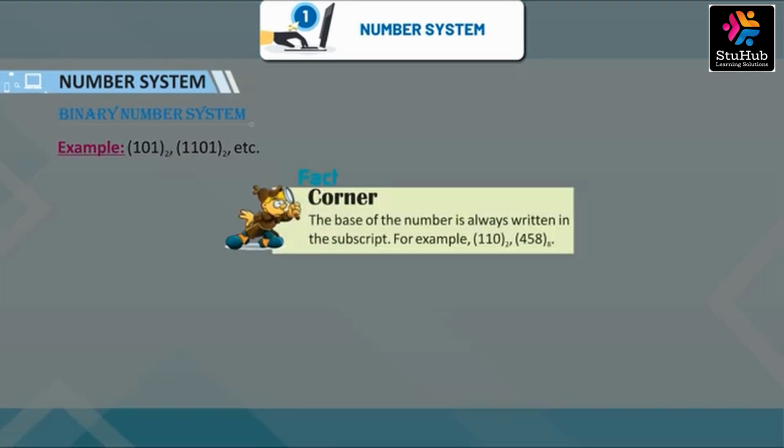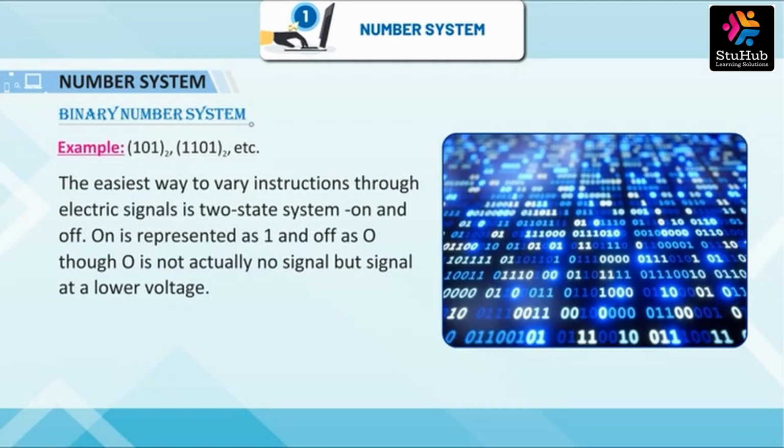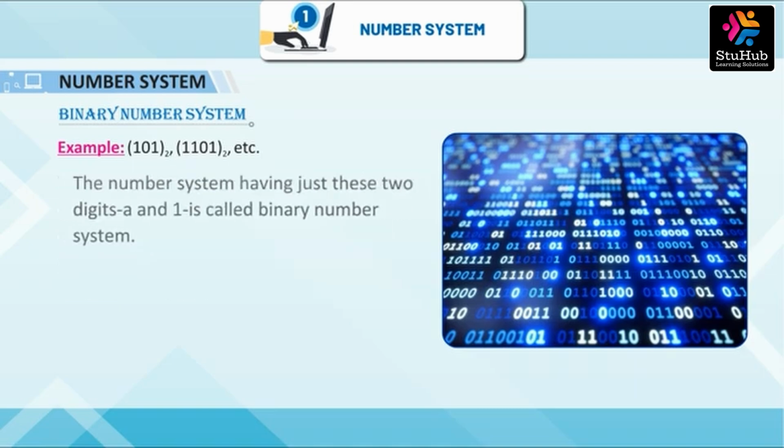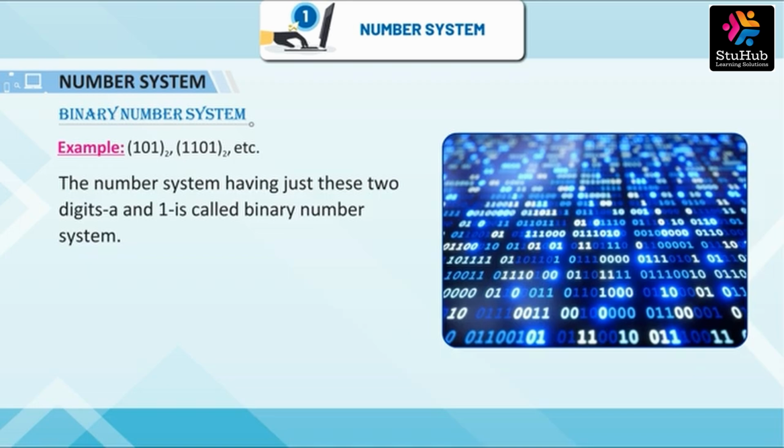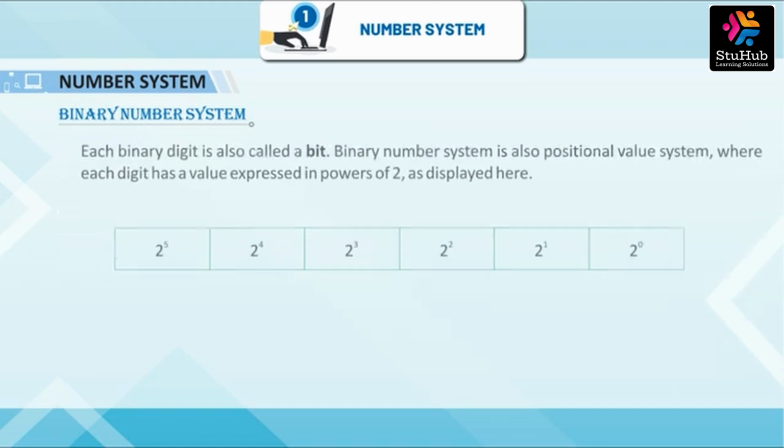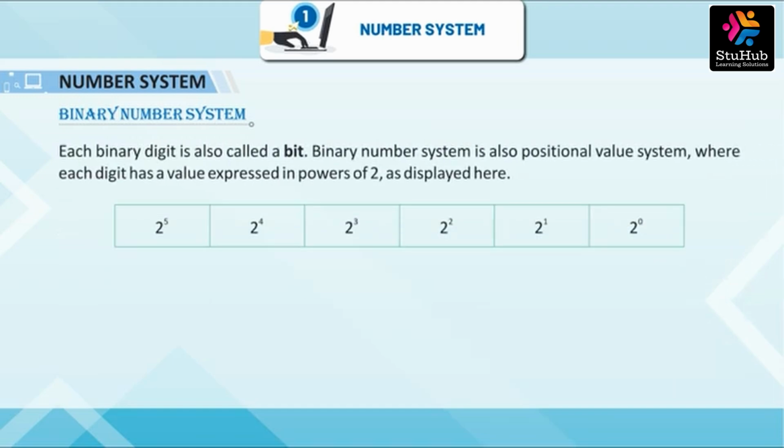Fact corner. The base of the number is always written in the subscript. For example, 110 with base 2, 458 with base 8. The easiest way to vary instructions through electric signals is a two-state system, on and off. On is represented as 1 and off as 0, though 0 is not actually no signal but signal at a lower voltage. The number system having just these two digits, 0 and 1, is called binary number system. Each binary digit is also called a bit.